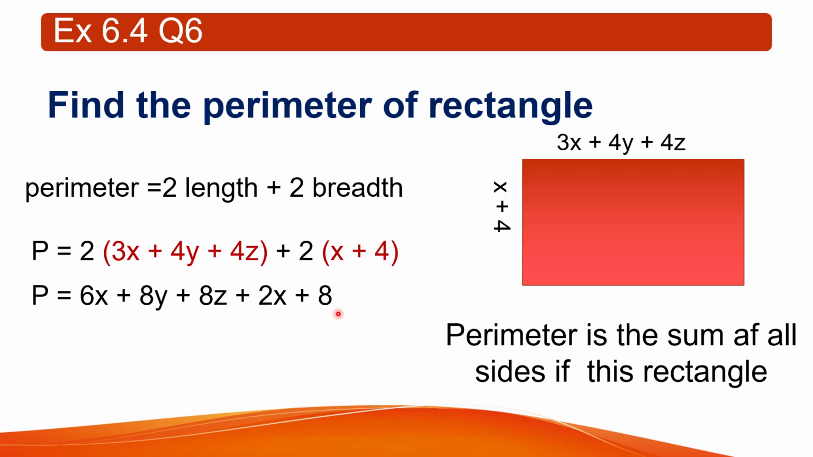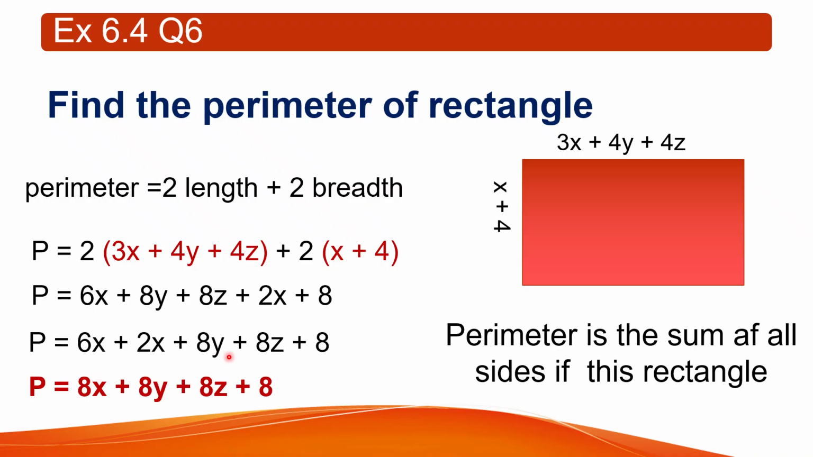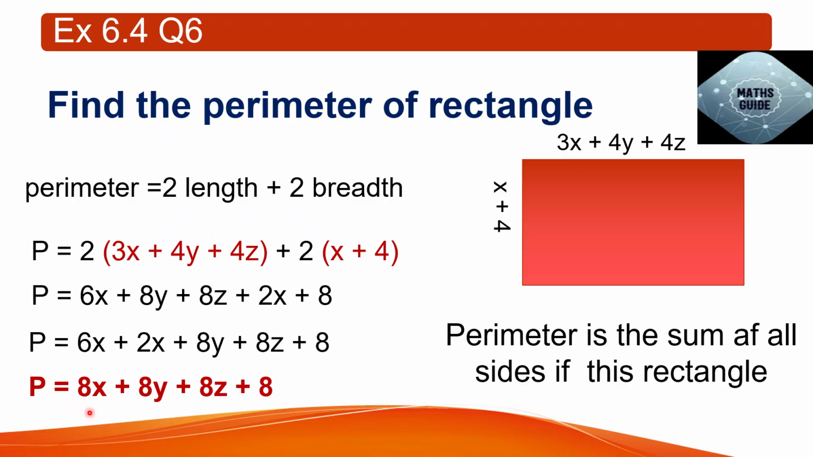Now you all have understood. The next step is to group the like terms and then add or subtract them. So 6x plus 8y plus 8z plus 2x plus 8 is not the answer. We will now group the like terms, and the like terms are 6x plus 2x. So we have 8x, then 8y is the only term with y as a variable, so it will be written as it is. Then we have 8z, which will also be written as it is, and 8. So it is very simple. The perimeter of this rectangle is 8x plus 8y plus 8z plus 8.